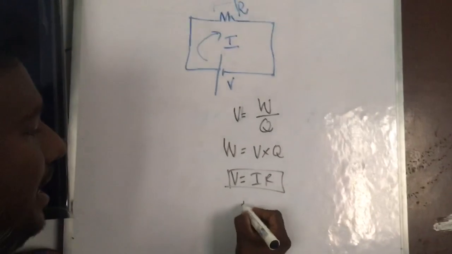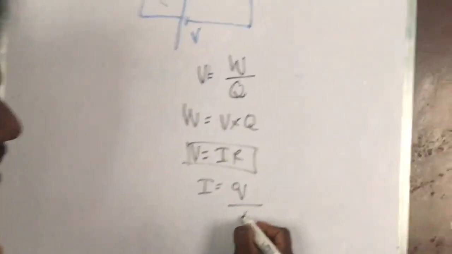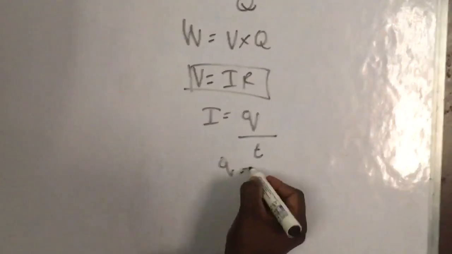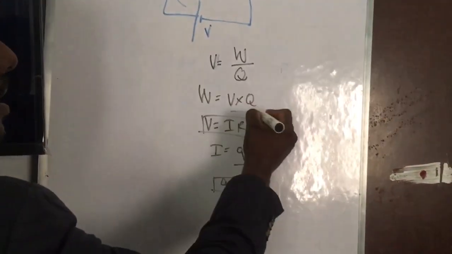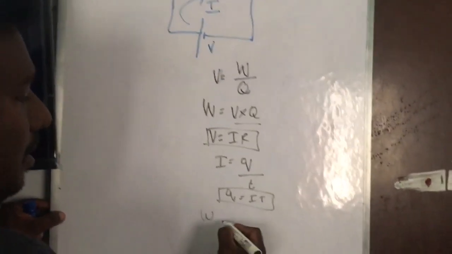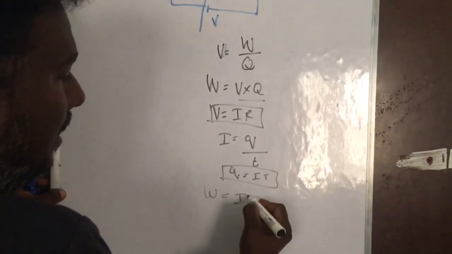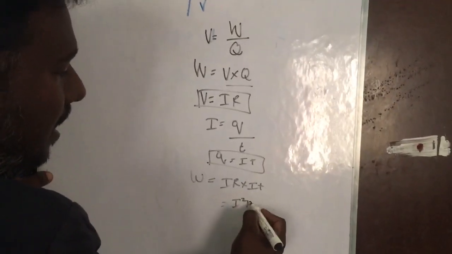And what is I? Current is nothing but the number of charges flowing per second. So Q is equal to what? IT. This is what we are going to substitute here. I'm going to substitute V is equal to IR and Q is equal to IT. So what will be W? W is equal to IR into IT, which will give me I square RT.